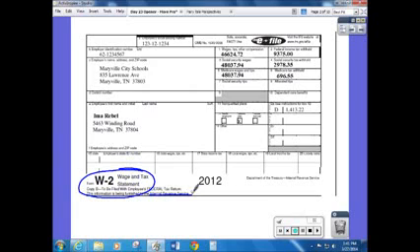It looks like Miss Rebel's employer is Maryville City Schools. You'll see her social security number on it. But here's the things that you need to be looking for: wages, tips, and other compensation. That's how much taxable money she earned in the calendar year. Box 2 shows us the federal income tax withheld.